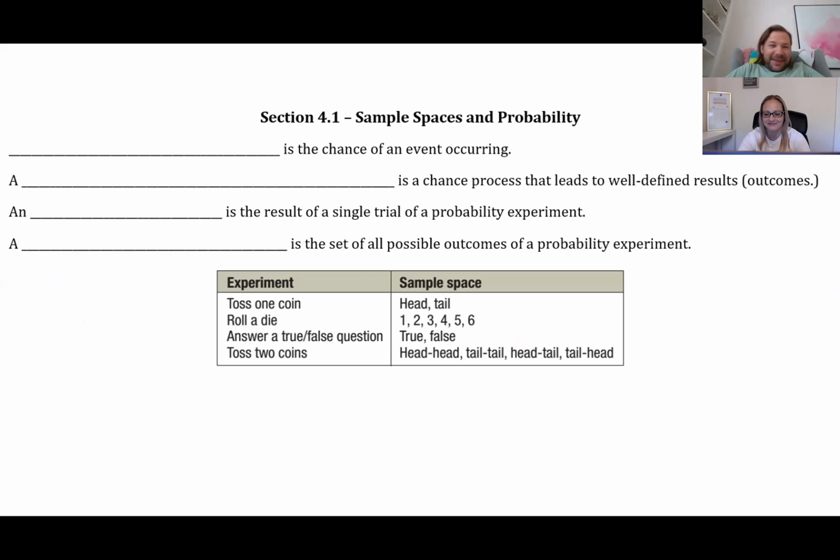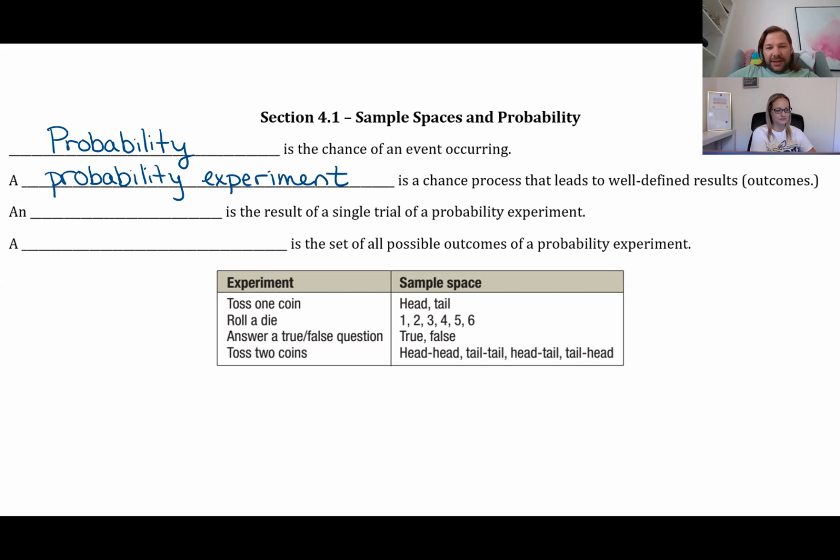Okay, welcome back, everybody. Today we're doing, I think, my favorite topic in this entire course, and that's probability. So we're going to start off with sample spaces and probability. Probability is the chance that an event will occur. A probability experiment is a chance process that leads to well-defined results or outcomes.